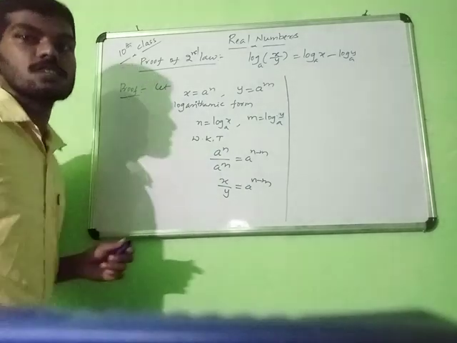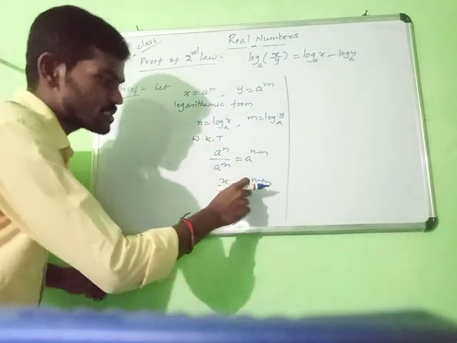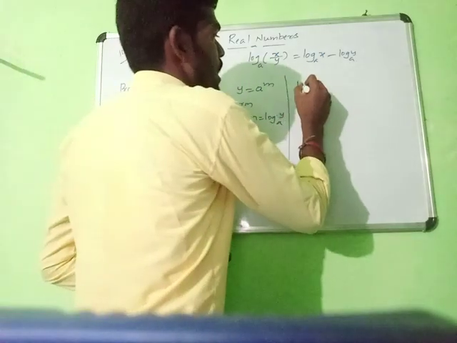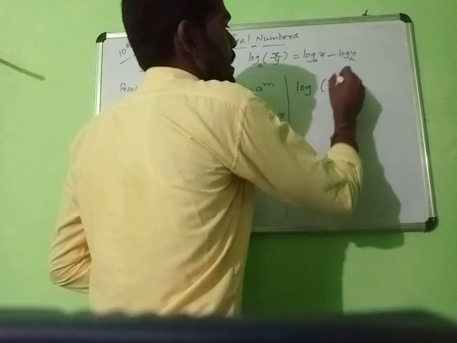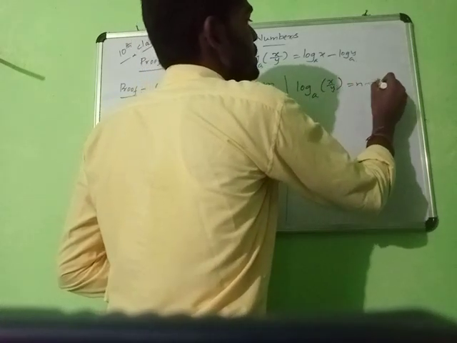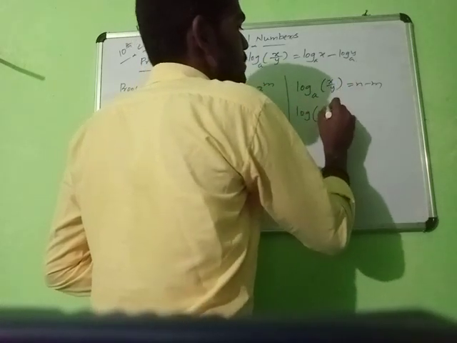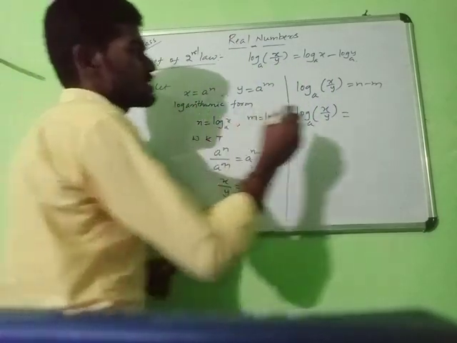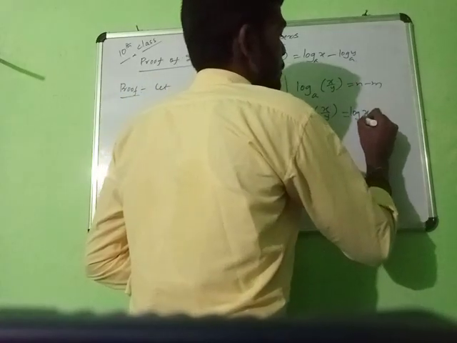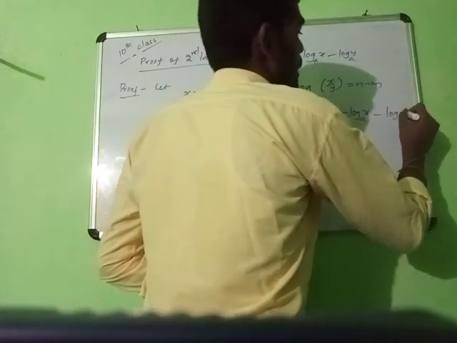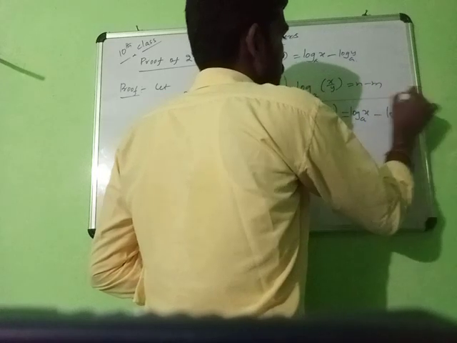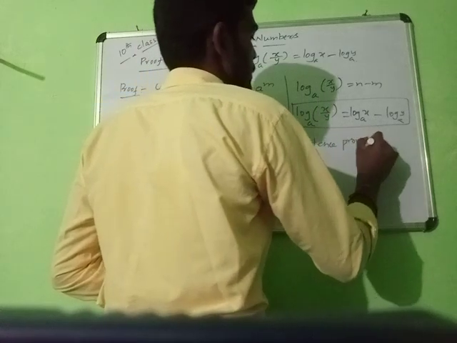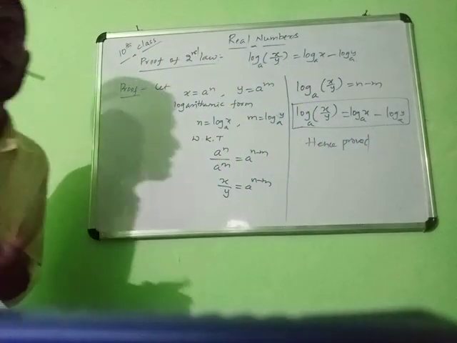Convert this one into logarithmic form. This base a comes here: log of x by y base a will come. So log of x by y base a is equal to n minus m. Now n means log x base a, minus m means log y base a. This is the proof of the second law.